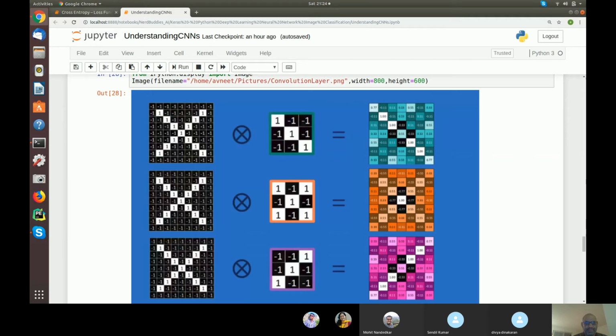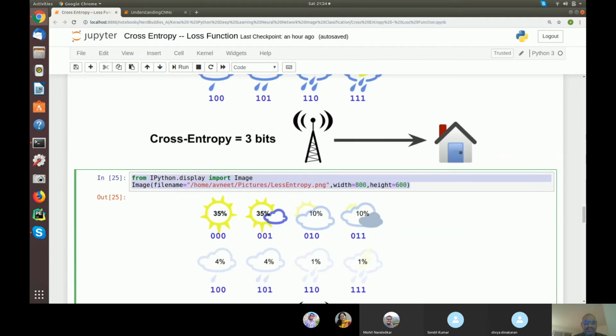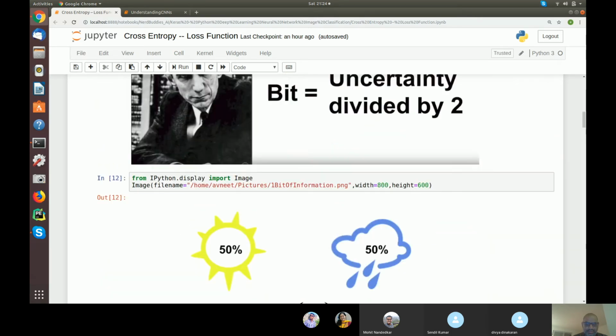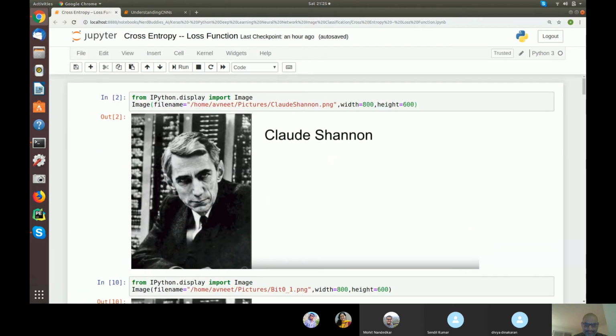And if you guys are ready, then we will turn to cross entropy. So are you guys okay with cross entropy? Yeah. Go ahead. Awesome.